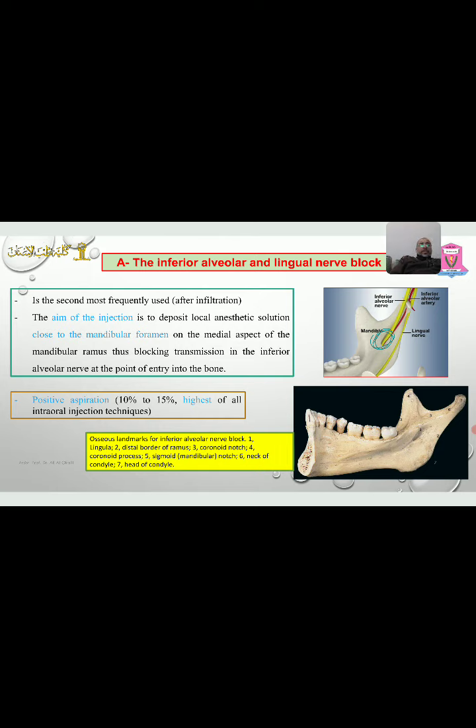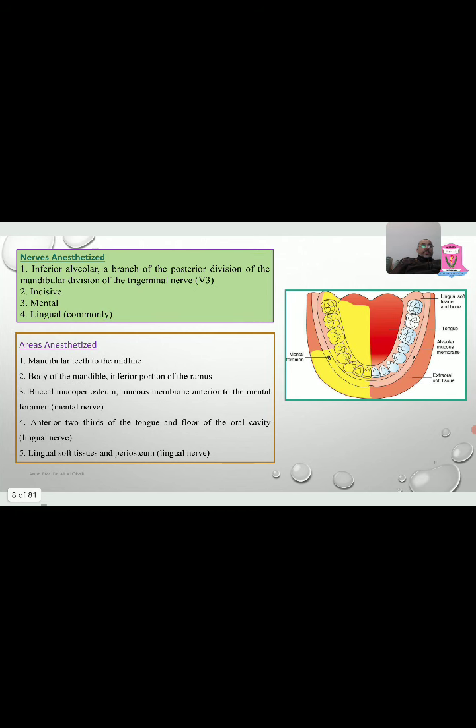Positive aspiration is around 10 to 15%, the highest of all intraoral injection techniques. Nerves anesthetized: the inferior alveolar nerve, a branch of the posterior division of the mandibular nerve of the trigeminal, and the incisive, the mental, and the lingual commonly associated with it. So this is the area of anesthesia: the whole molar teeth, about half of the jaw, I can anesthetize by the inferior alveolar nerve block.